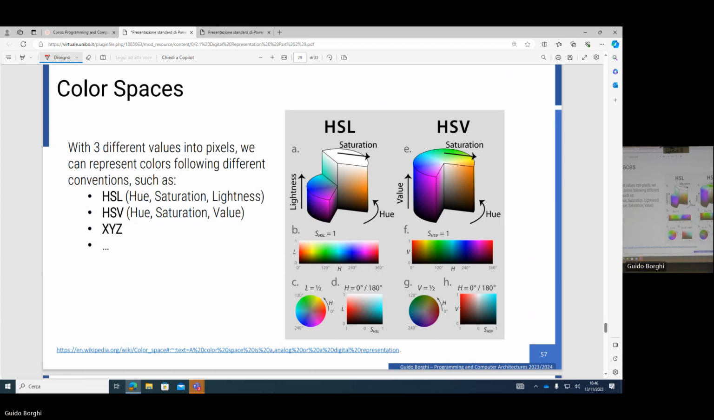So the takeaway is that there is not only the RGB representation, in which we have red, green, blue, but it's possible to have also other representations for color images. But the RGB color space is one of the most used conventions in the computer field.